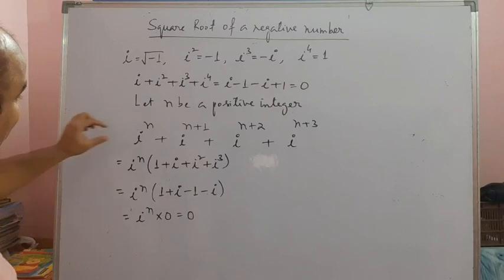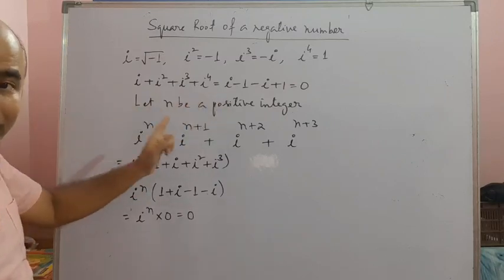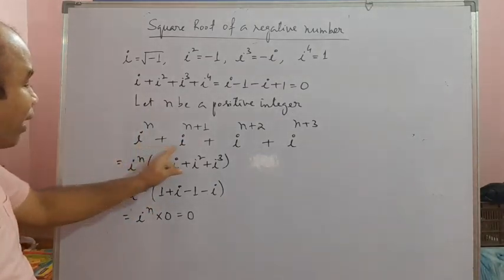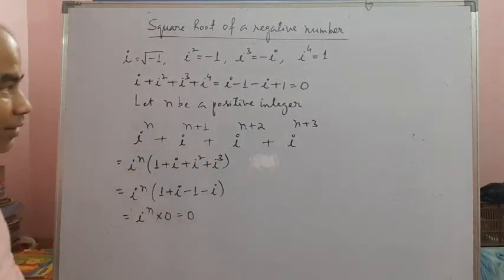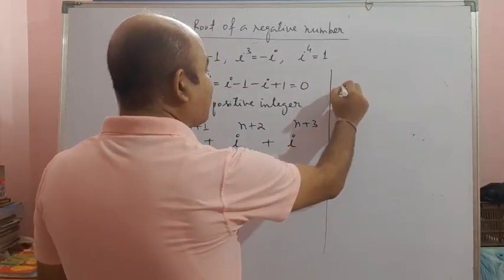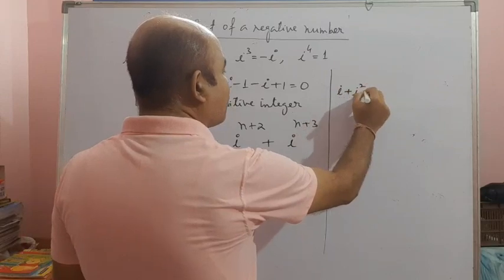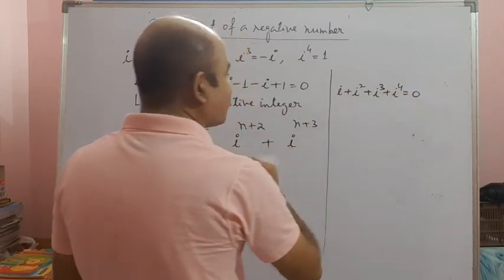That means if the powers of i are n, n plus 1, n plus 2, n plus 3, 4 consecutive positive integers, and when you add them, your answer is always 0. See here, say suppose I have to add i to the power 1, i to the power 2, i to the power 3, i to the power 4. Already I have got it, it is equal to 0.